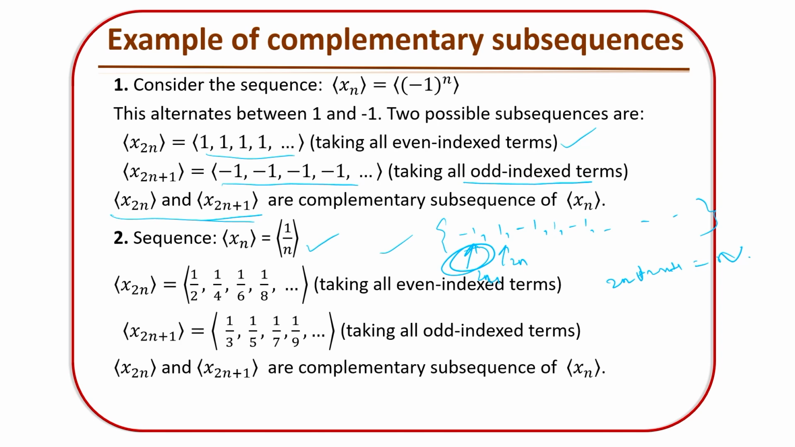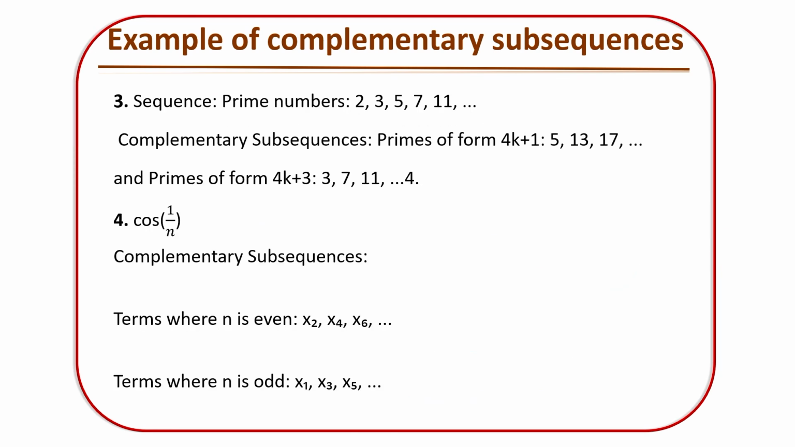Similarly, look at this one, minus xn equal to 1 by n, and taking even index and odd index, both different type of things. So 1 by 2, 1 by 4 and so on, and this will become a complementary sequences of xn, right. Similarly, prime numbers, consider a sequence which consists of only prime numbers, and then complementary subsequences become primes of the form 4k plus 1 and 4k plus 3. So consider such subsequences where each term is 4k plus 1 and 4k plus 3, then these two become the complementary subsequences of the sequence which consists of only prime numbers.